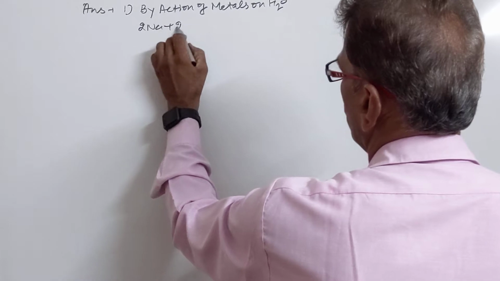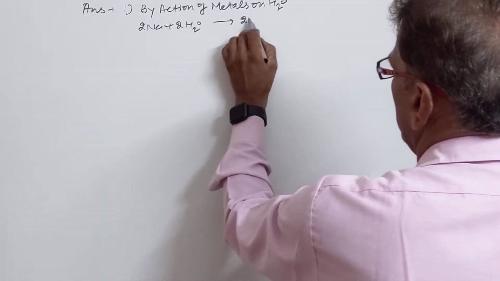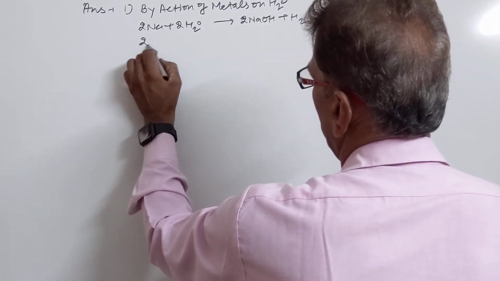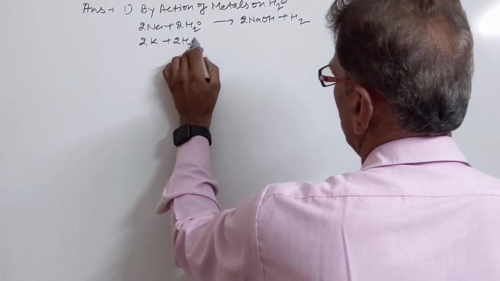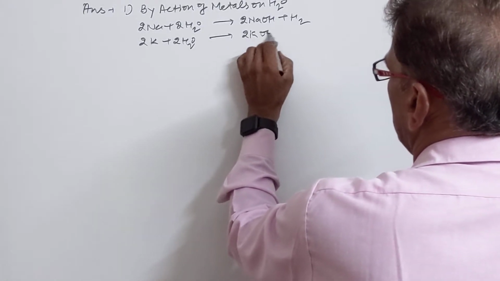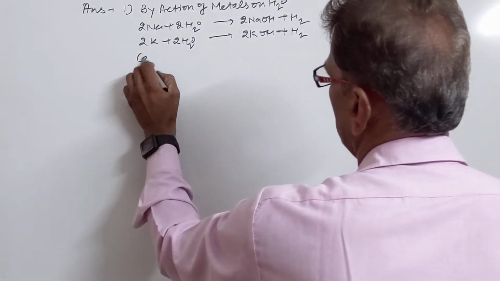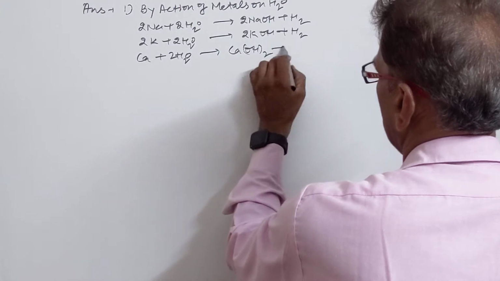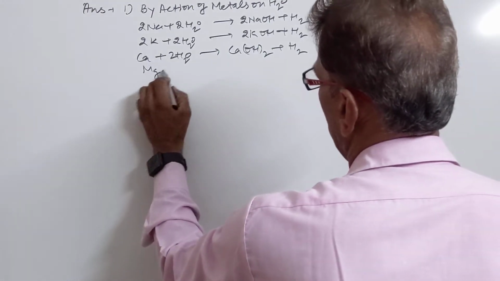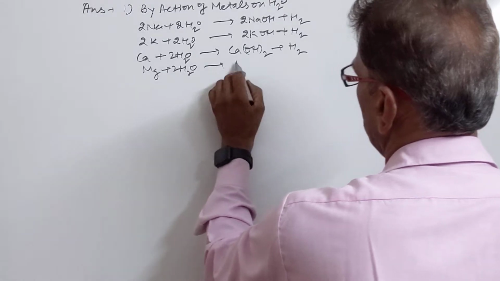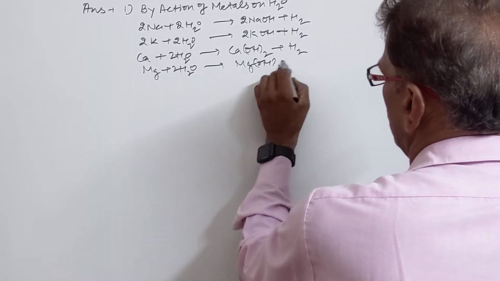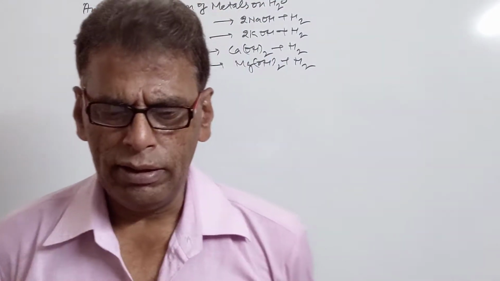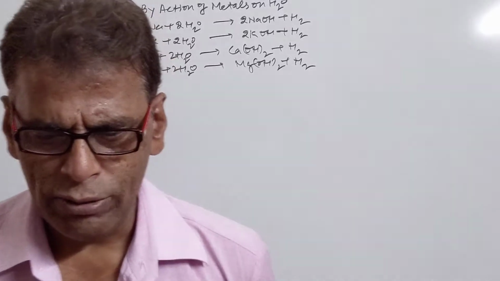2Na combines with 2 water to give you 2NaOH plus hydrogen. Similarly, 2K combines with 2H2O to give you 2KOH plus hydrogen. Ca combines with 2H2O to produce Ca(OH)2 plus hydrogen. Mg combines with 2 water to give you Mg(OH)2 plus hydrogen. So this is the way how active metals combine with water to produce dihydrogen gas.